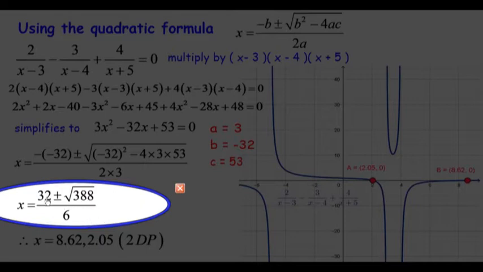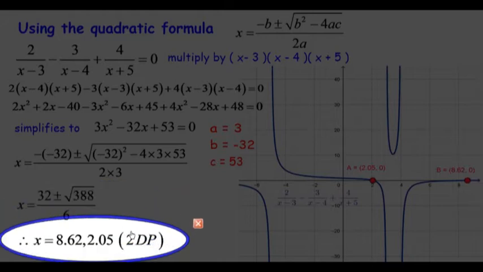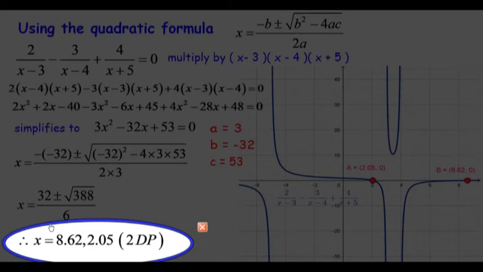As you know, you have to separate those: 32 plus the square root of 388 over 6, and then 32 minus the square root of 388 over 6. Eventually they give us our solutions, and yes, 8.62 and 2.05.